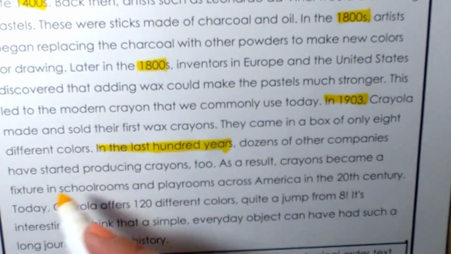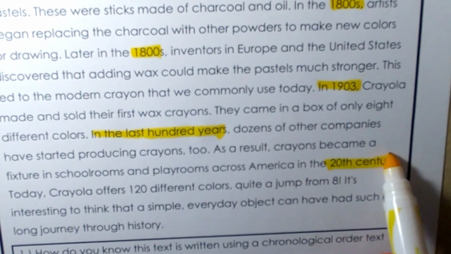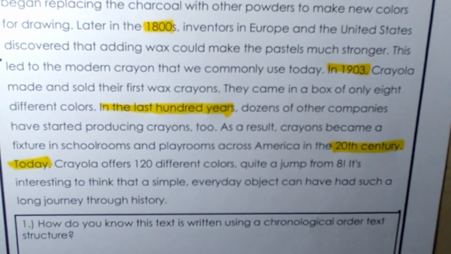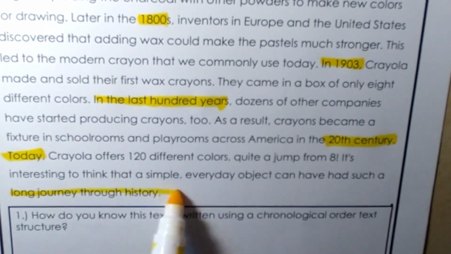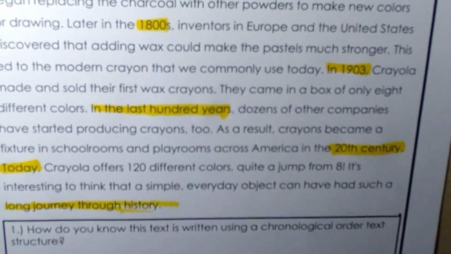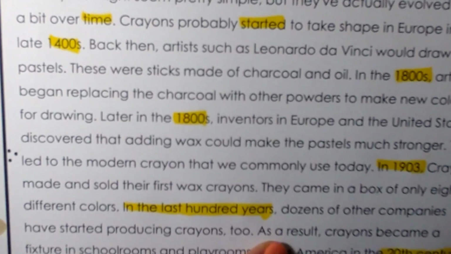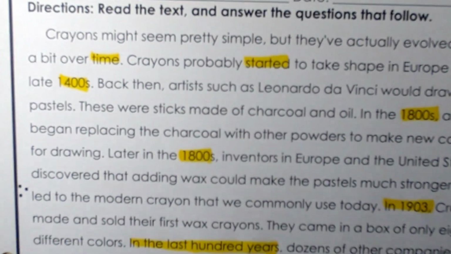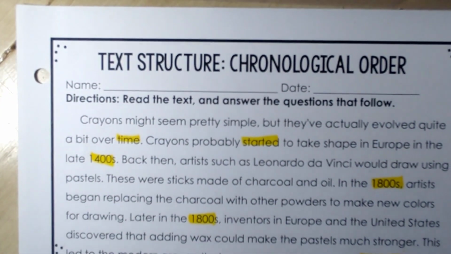It says, as a result, crayons became a fixture in the playrooms across America in the 20th century. Today, which is now, Crayola offers 120 different colors. It has had a long journey through history. So all of those key words, I do see as a result, like cause and effect, but all of these are dates. It's telling you what happens in the right order. And so that tells me that it's chronological order.